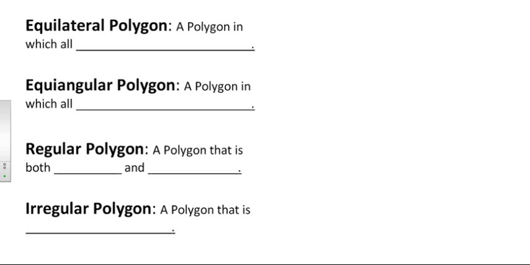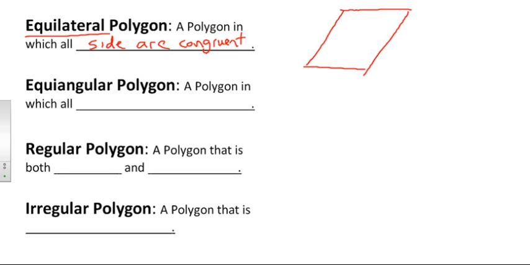We've seen these next two terms when we talked about triangles, but really it works for any polygon. A polygon can be equilateral if all of its sides are the same length. So a polygon in which all sides are congruent. An example of something that is equilateral would be a rhombus. Each of these sides are congruent to each other, so that would make it an equilateral polygon.